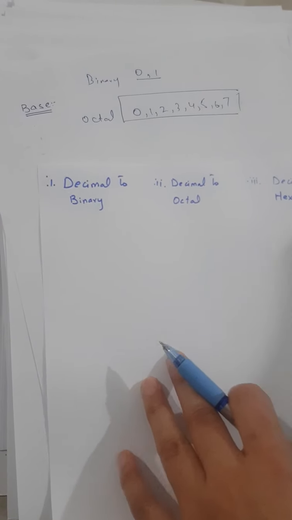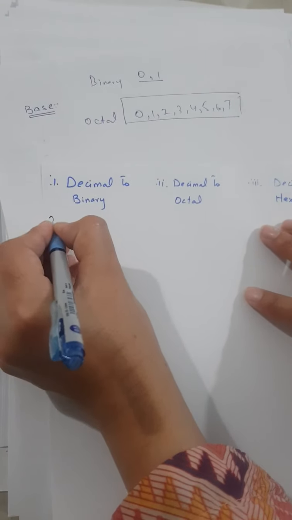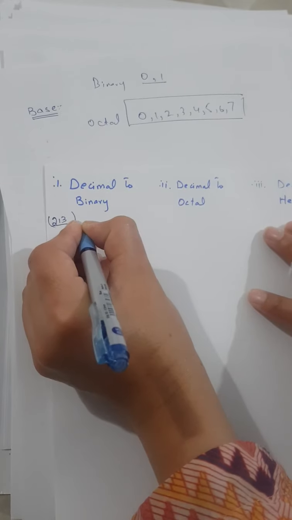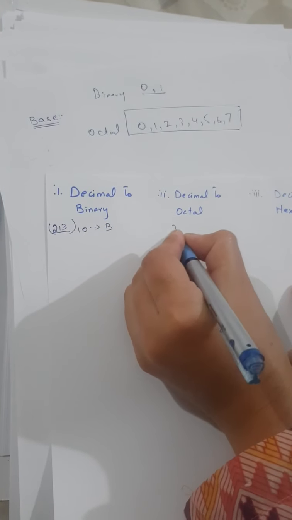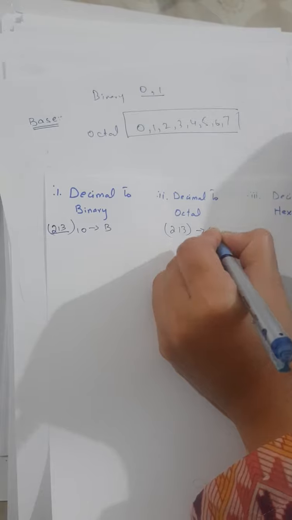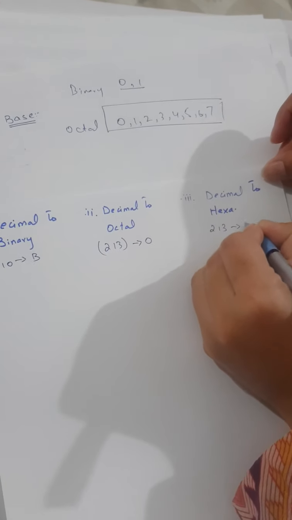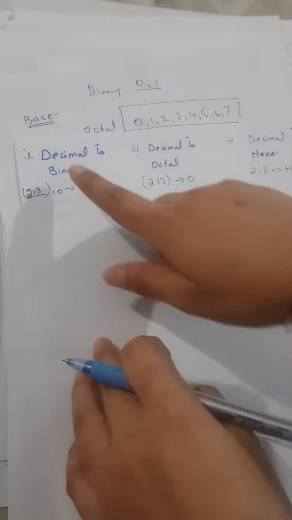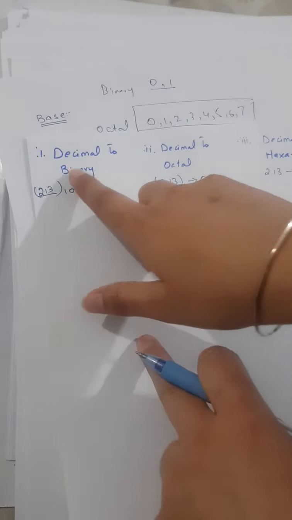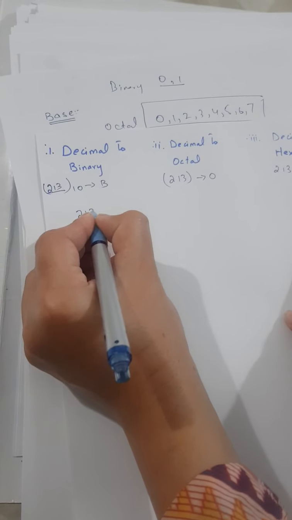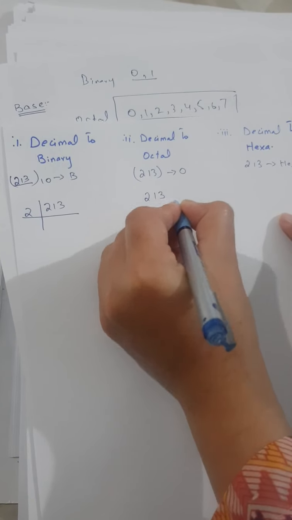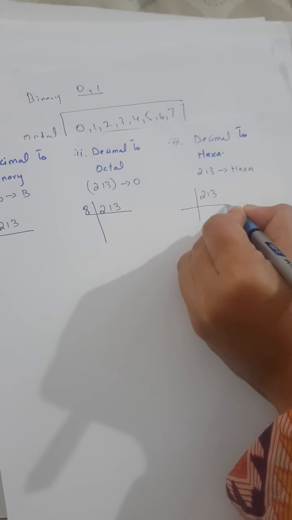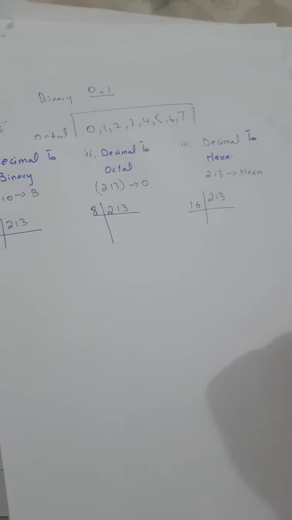What is the number? Let's say the number is 213. All right, this is the number and its base is 10. We need to convert it to binary. We need to convert 213 to octal. We need to convert 213 to hexa. All right. Now what did I say? I said we will repeatedly divide it by the base of the number system in which we want to go. In this case, binary, so we go to 2. For octal, we will divide 213 by 8. And for hexadecimal, we will divide it by 16.